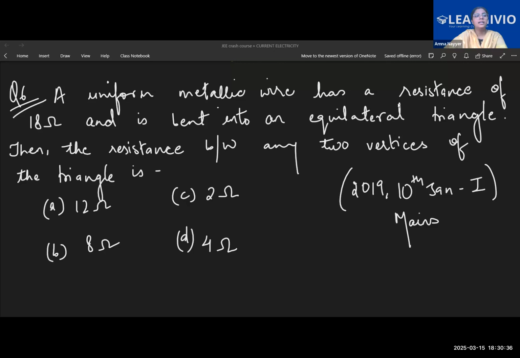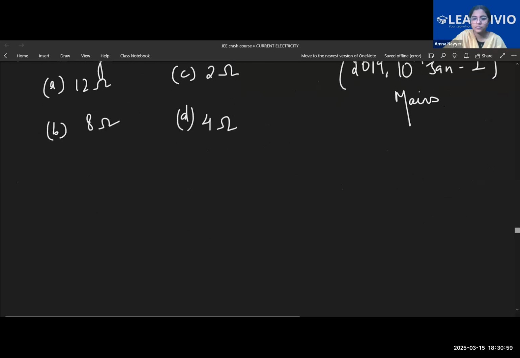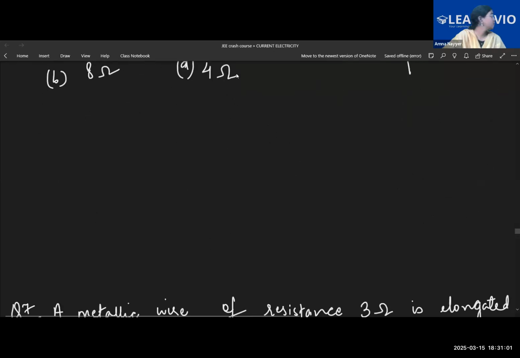See, this says that a uniform metallic wire has a resistance of 18 ohm. So means again, the way that we have done that question, total resistance was R. So it's a similar question and it's an easier one because now only 3 sides are there. In that, 4 sides were there, a square was there. So now an equilateral triangle is made. So see, this is one side.